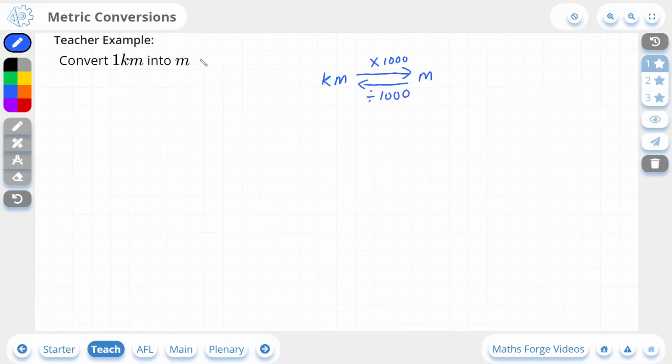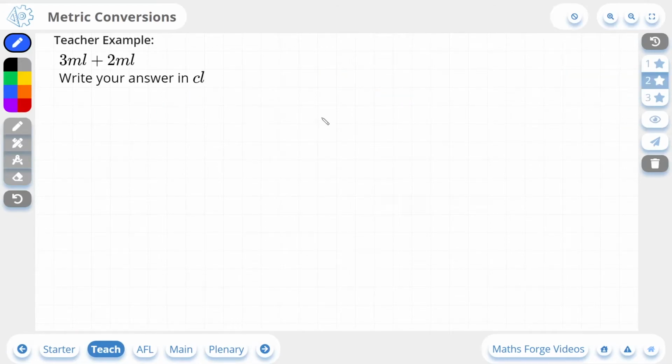So now 1 kilometer into meters, we're going to have to times by 1,000. And 1 times 1,000 is 1,000. So 1 kilometer should be 1,000 meters. And if we check our answer, there it is. Now we'll do a 2-star example.